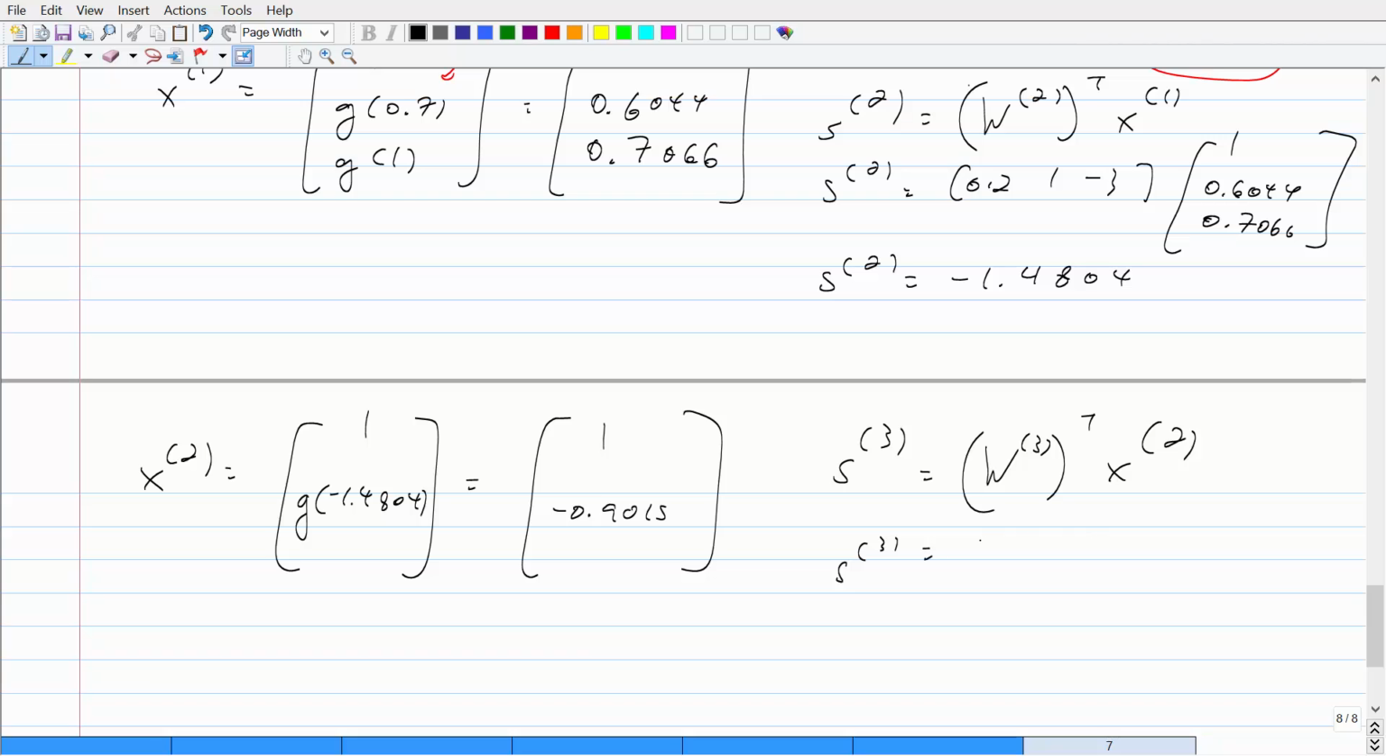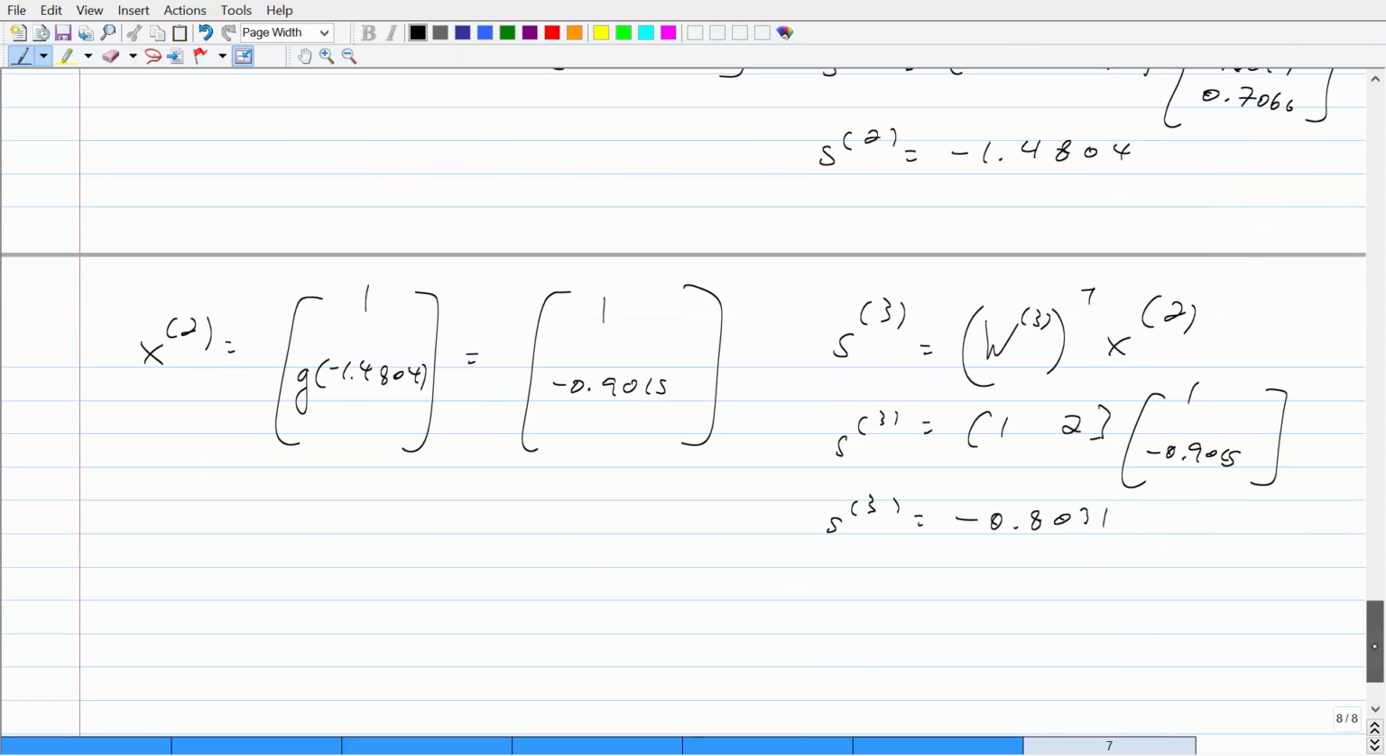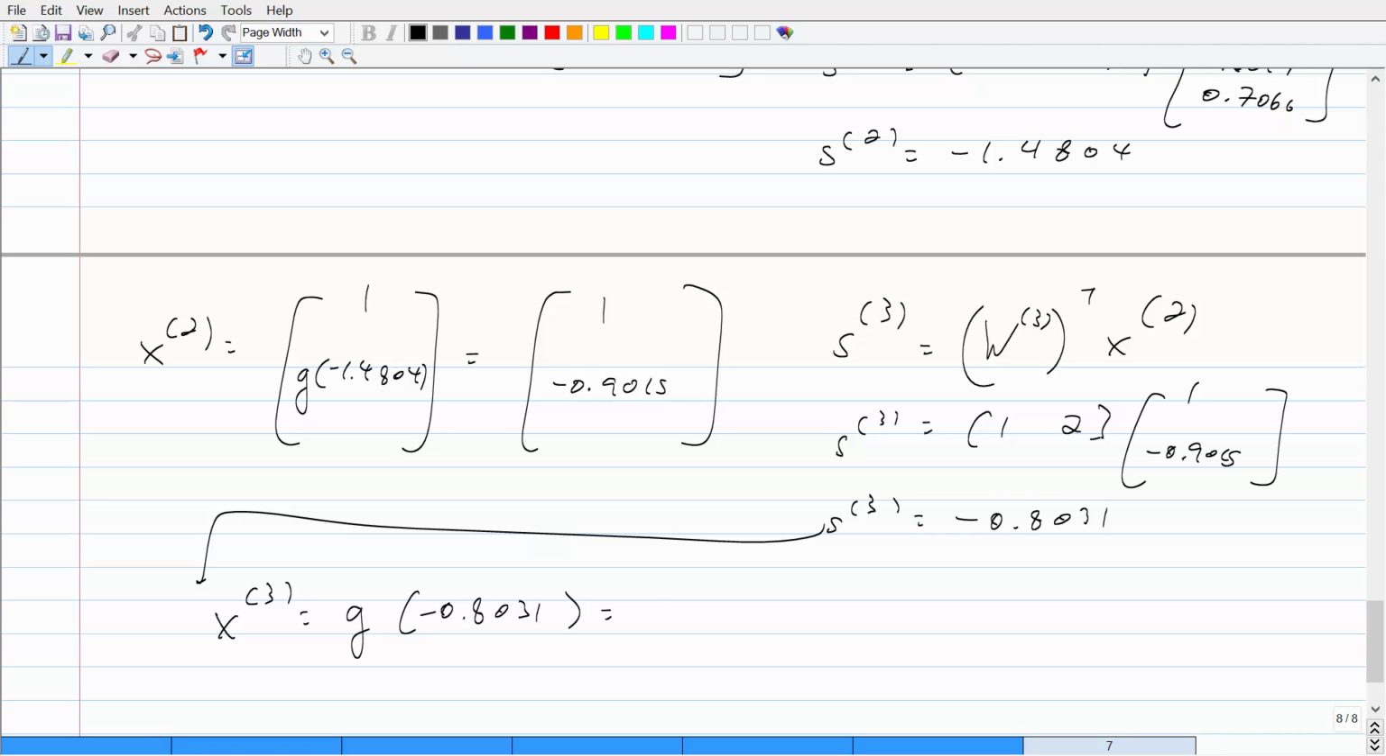Okay, so what was it? It was 1 and 2. So we transpose that, we get 1 and 2. And then 1 and minus 0.9015, from the previous part. When we calculate this, we get minus 0.8031. Last but not least, you calculate the final output. In this case, you don't have to append a bias, it's up to you, but we remove the bias in the end. So you just calculate what the activation is for the input that's coming in, and in that case, you get minus 0.6658.